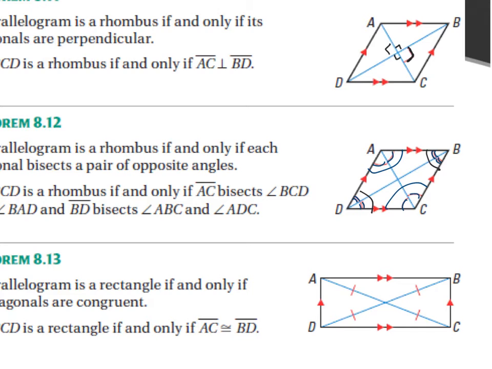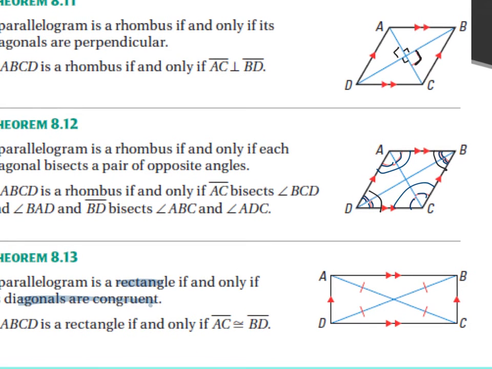And then the last one says a parallelogram is a rectangle if and only if its diagonals are congruent. So for a rectangle, diagonals are congruent. Now this whole side equals this whole side, and because it's a parallelogram, this would equal this, would equal this, would equal this.